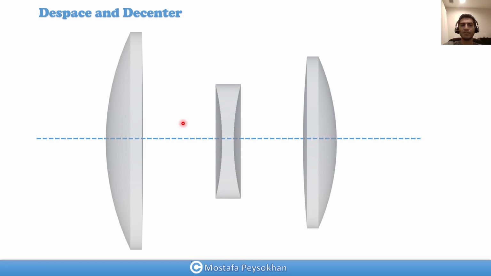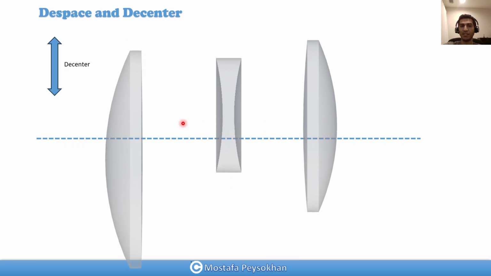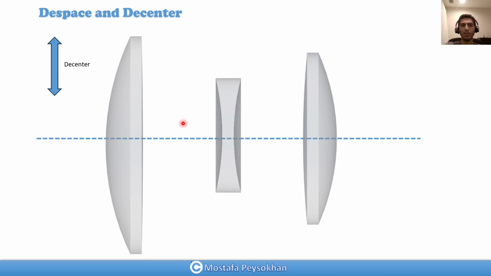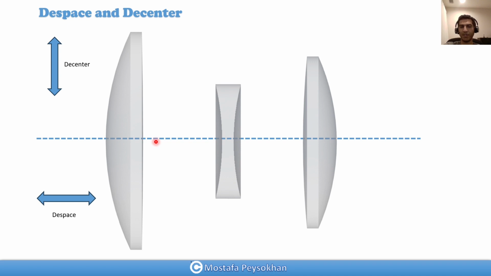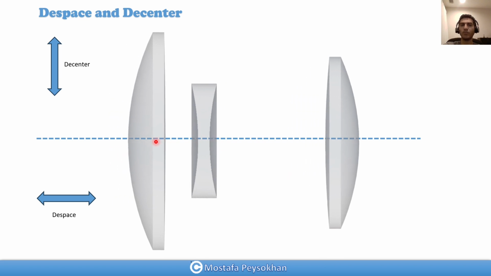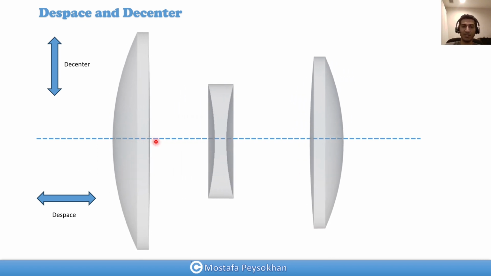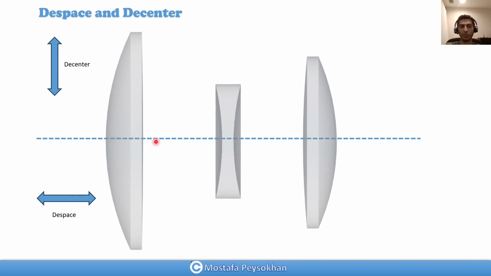We can decenter each optical element, which means that we displace them in the X and Y direction. Lens can go up and down and we see the effect on the focus. Or we can despace each element, which means that we can move it along the optical axis of your system. So we can move them in the Z direction and see the effect on the focus.